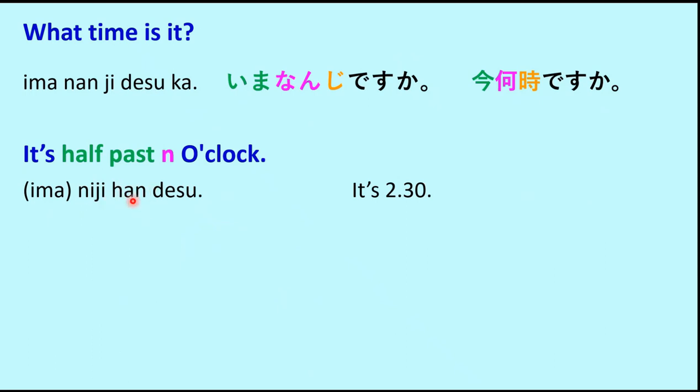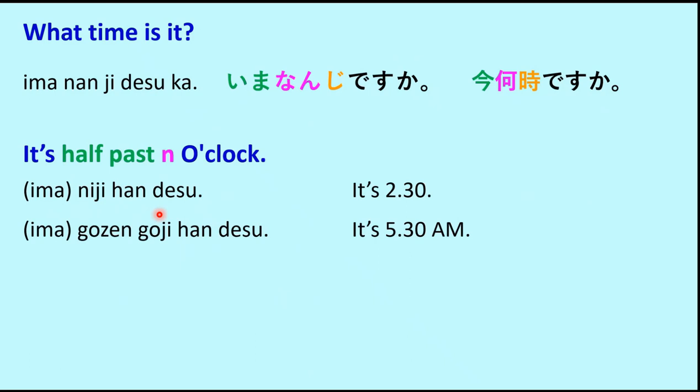So this is a very, very important point to be noted, that nihanji will be wrong, sanhanji will be wrong. It is niji han or sanji han. So always remember that ji is associated with the hour, and anything else will be after ji. Ima niji han desu. It's 2:30.